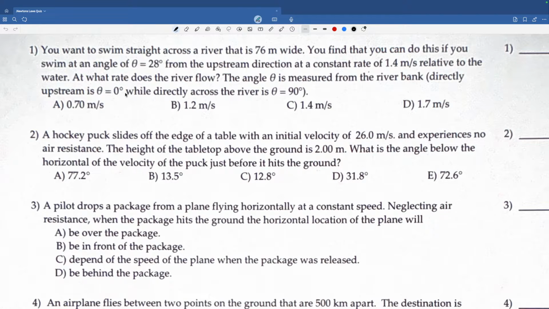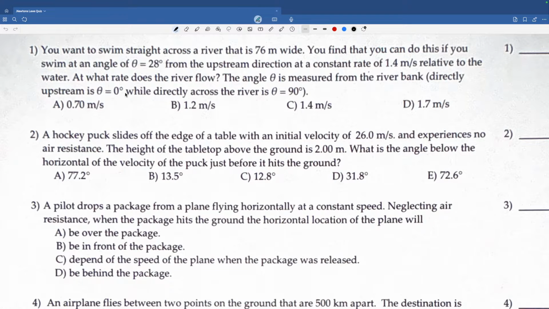So the first question: you want to swim straight across a river that is 76 meters wide. You find that you can do this if you swim at an angle of theta equal to 28 degrees from the upstream direction at a constant rate of 1.4 meters per second relative to the water. At what rate does the river flow?